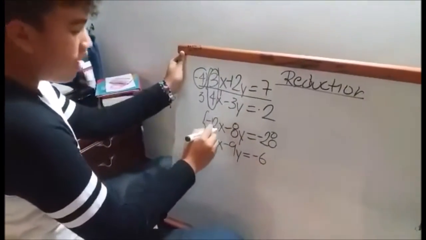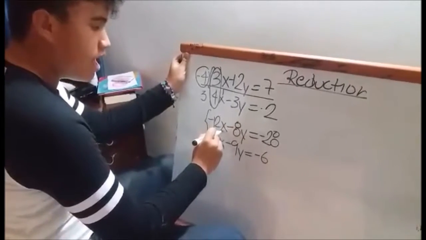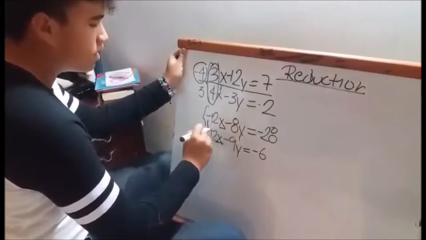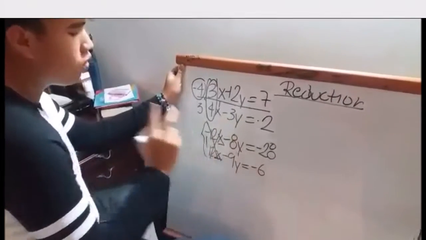Then, if I have the same unknown with opposite signs, I cancel these two coefficients.